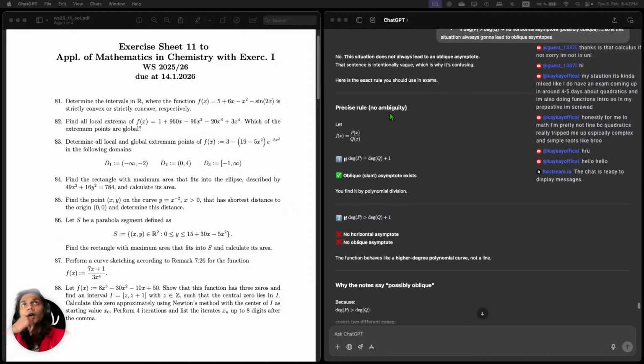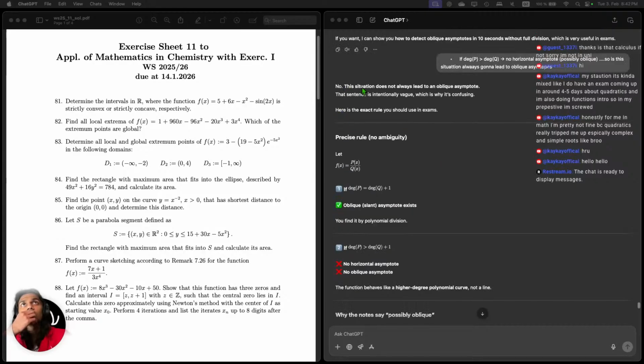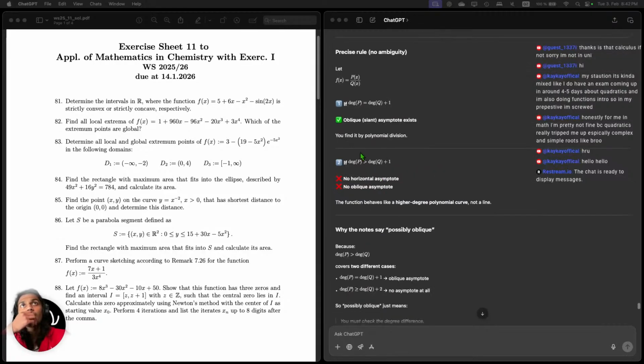Precise rule, no ambiguity. If the degree of the numerator is one more than the denominator, an oblique slant asymptote exists. No, the situation does not always lead to oblique asymptotes. The sentence is intentionally vague, which is why it's confusing. Here's the exact rule. The function behaves like a higher degree polynomial curve, not a line. You know what? I think I should leave that part alone. I'll just focus on the question.